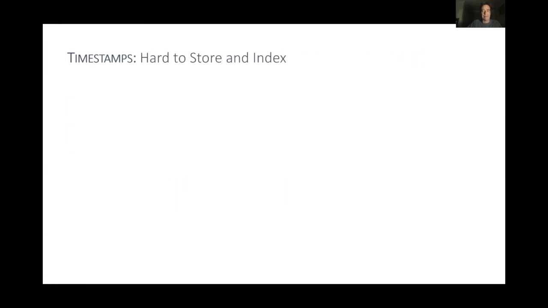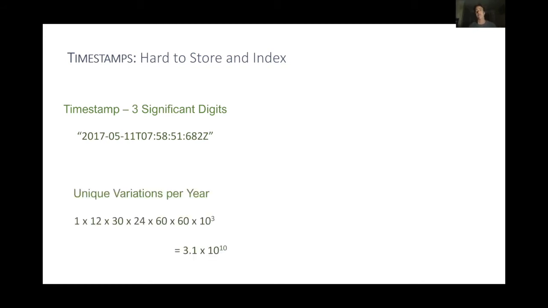Let's go through that. The main problem is when I'm getting timestamps. If I assume it's a timestamp from a chatbot, I'm going to get 3 significant digits. If I try to take timestamp events from my Windows 10 event logger, I've got 9 significant digits. But at this scale, the number of unique variations per year is around 3 times 10 to the 10, that I'd have to store and index as a set of unique timestamp values.